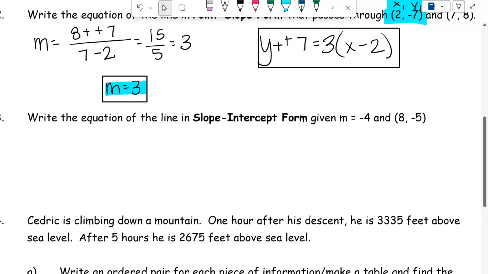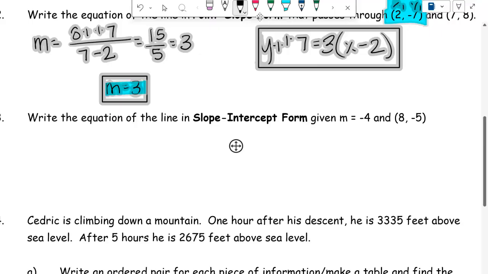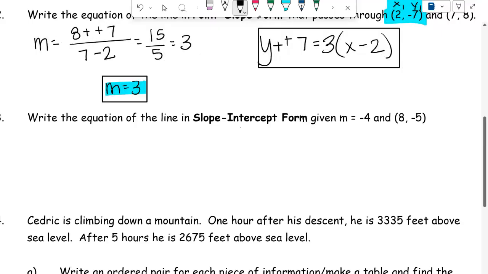In problem number 3, it says write the equation of the line in slope-intercept form, given the slope m equals negative 4 and the point 8, negative 5. Well, slope-intercept form deals with our slope m and our intercept, which is that 0 and a number. Well, our point is not an intercept. So remember, we are always allowed to start in point-slope form and solve into slope-intercept form.